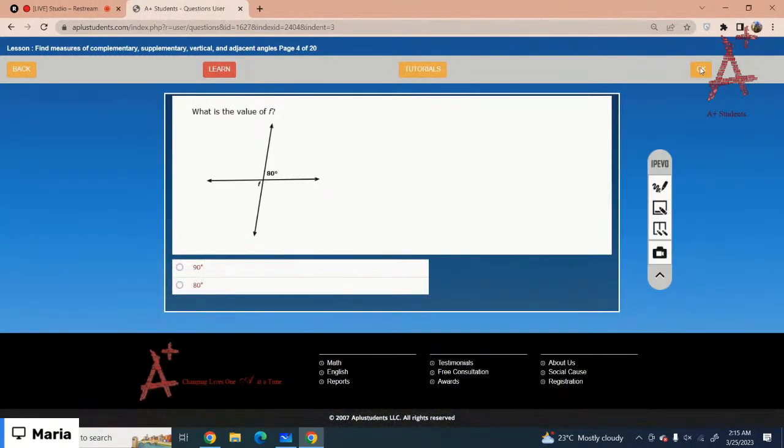Okay, what is the value of F? Which is the correct option? F and 80 degrees are vertical angles. They are on the same lines that are intersecting each other. The angles are congruent. Congruent means they have the same measure. So angle F equals 80 degrees.